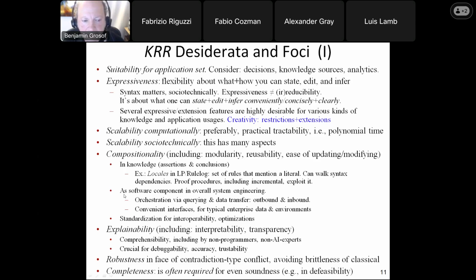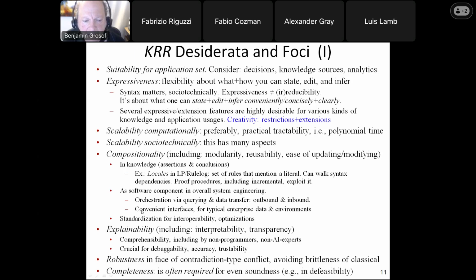So for example, during subgoaling, during inferencing procedures. As a software component in overall systems engineering, of course, compositionality is important, including to do orchestration via querying out to other components to get information dynamically or doing data transfer of other kinds, say batch, inbound as well as outbound to a logical reasoning component or knowledge base.